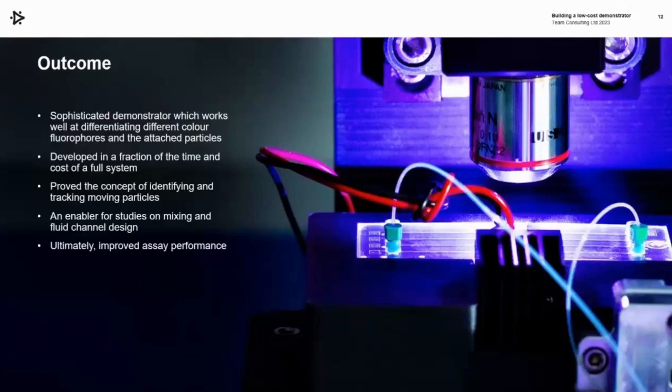So the overall outcome was a pretty sophisticated bit of kit. It worked really well at differentiating between the different coloured fluorophores and attached particles, and we did all that in a fraction of the time and cost that it would have taken to develop that into a full system. And as well as proving out the concept of identifying and tracking the moving particles in real time, it really helped us understand some of the other parts of the assay, including the mixing and interactions in the microfluidic channel. So that ultimately helped not just develop and improve the technology, but also improve the assay performance.